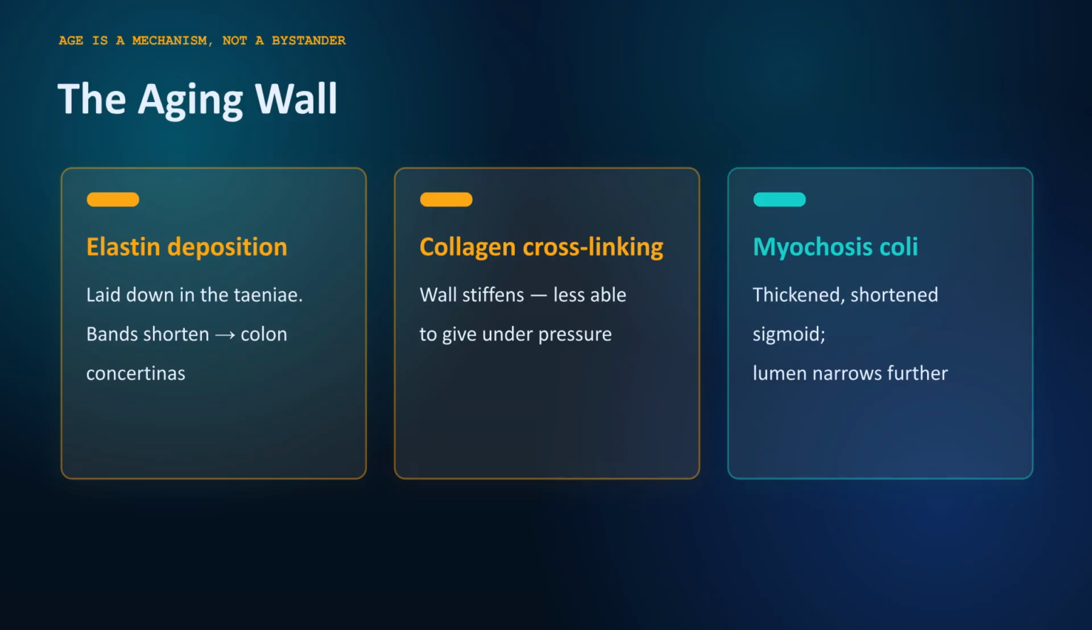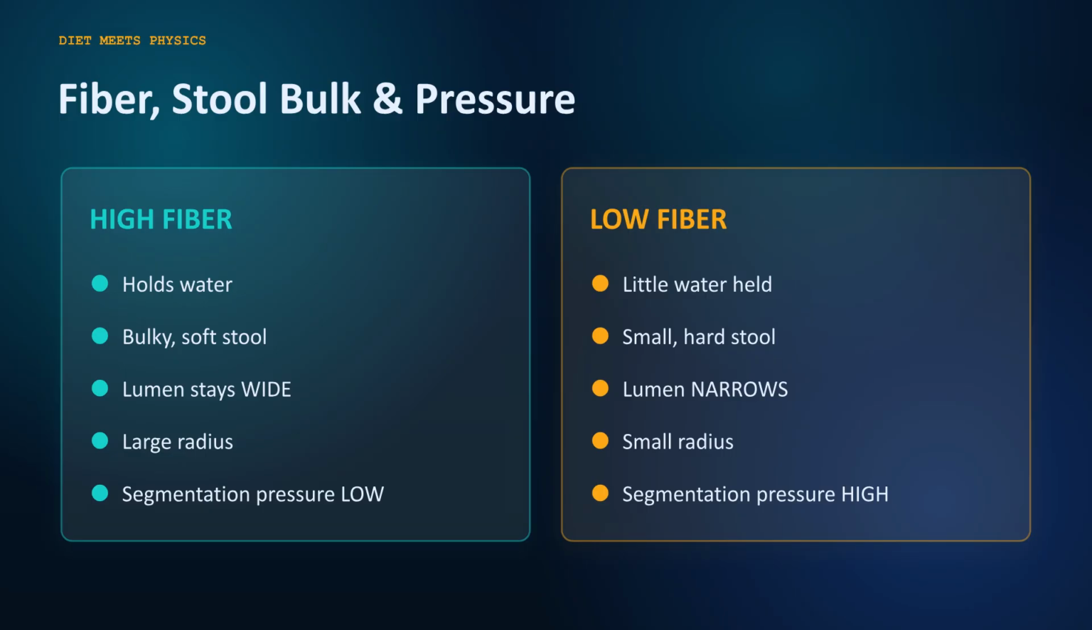Say it, myochosis. Now put all three together: a stiffer wall, a narrower tube, and stronger segmenting contractions. Age is not a bystander in this disease. Age is a mechanism, which is why this is a disease of the 7th and 8th decades, and not the 3rd. Now let us connect diet to physics.